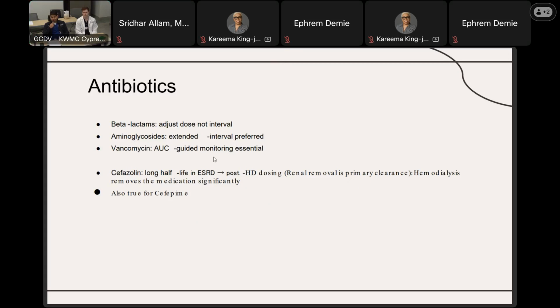So if anybody knows, when these patients come to dialysis units, there is no way for us to check a peak level. So I was wondering, in your practice, do you check a vancomycin level in our dialysis patients who come to the clinic with a vancomycin monitoring request? And how do you use that information?